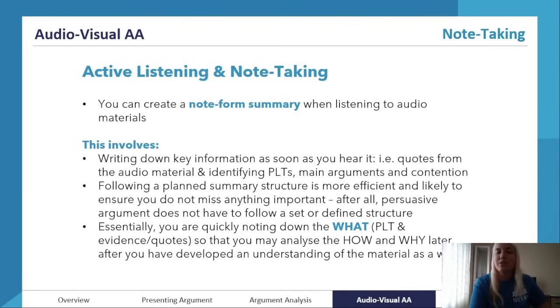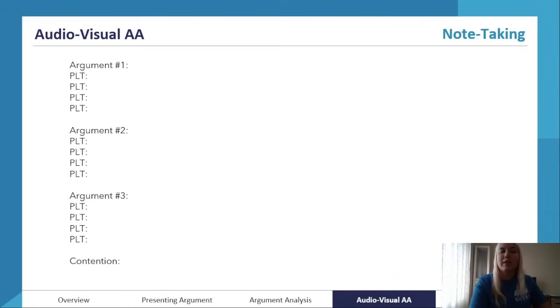So a strategy that you can undertake is active listening and note taking. I refer to this as a note form summary. This means just writing down the key information as soon as you hear it. So quotes, identifying PLTs, the three arguments and contention as well as a plan. But when you have a complete plan, all of your evidence and arguments noted down, it will be easier to write the whole essay on an audiovisual. So this is what that could look like.